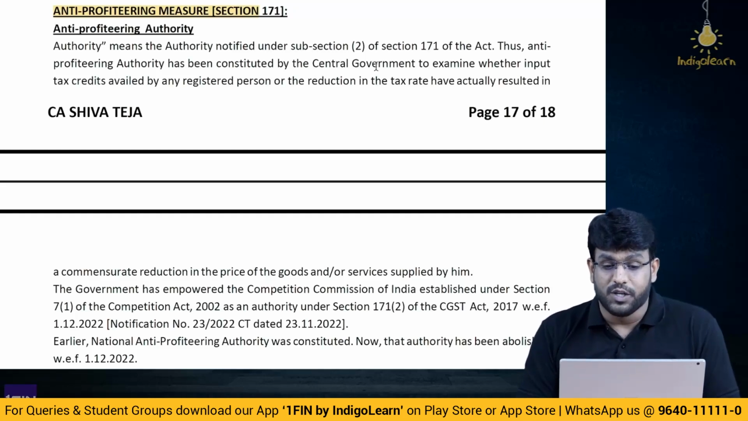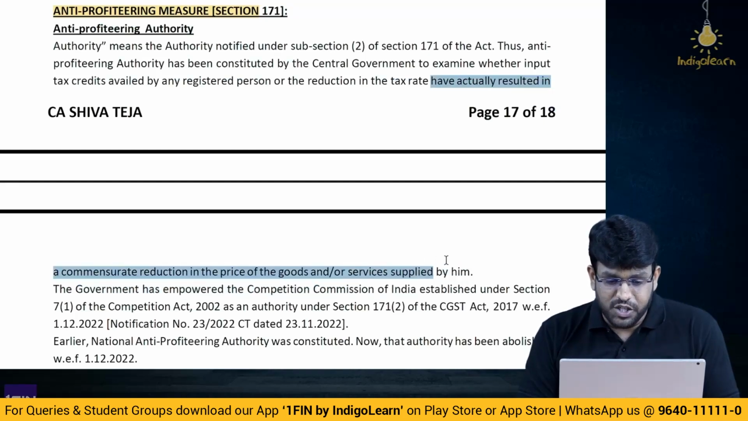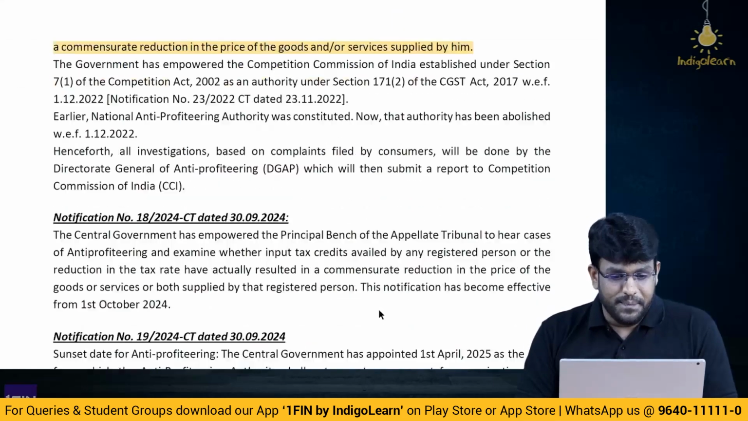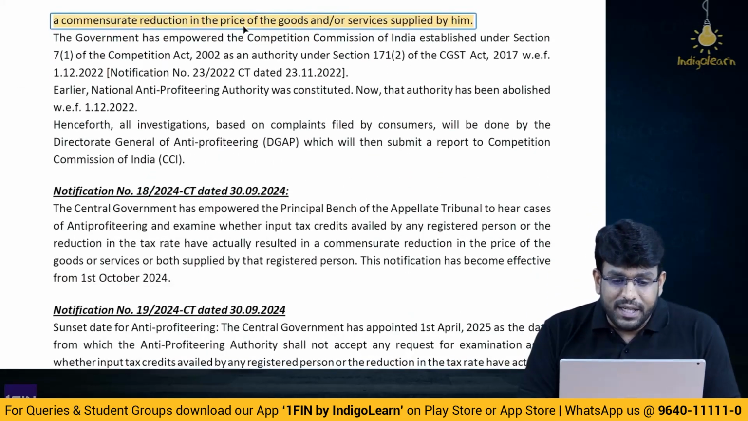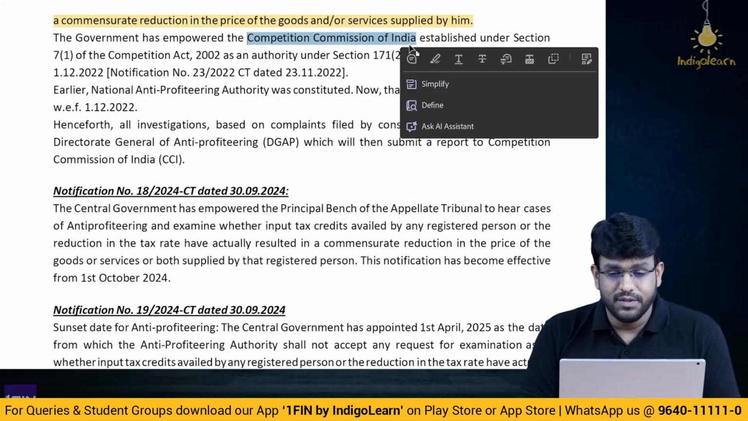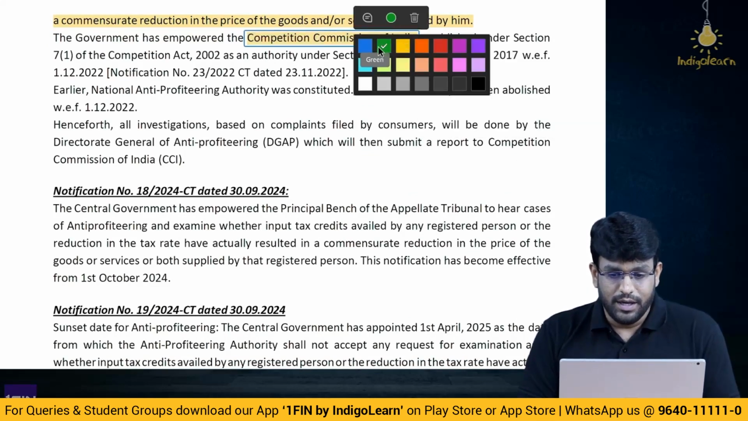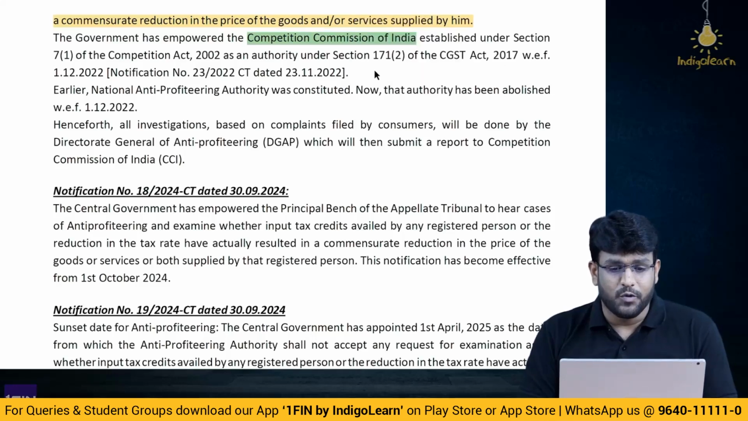Anti-profiteering authority has been constituted by the central government to examine whether ITC availed by a registered person or the reduction in rate has actually resulted in commensurate reduction in price of goods or service supplied by him. The government has empowered the Competition Commission of India, a very important word, established under Section 7 of the Competition Act, as an authority under 171.